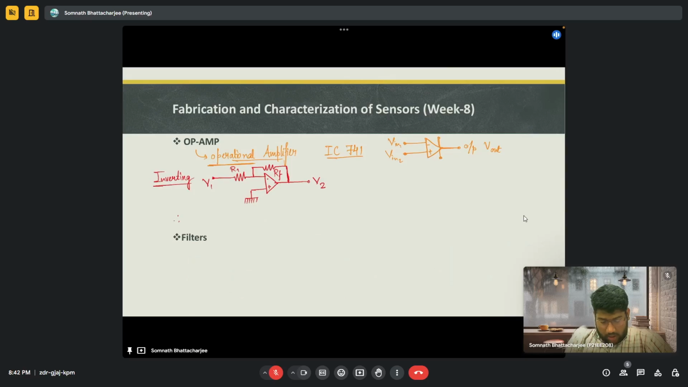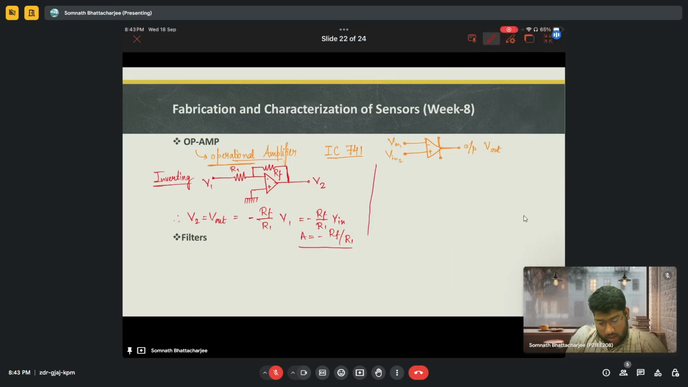I am not going to derive it today because in the last class I've already discussed it. You can check it out on YouTube itself. But the value of V2, or let's say V out, is nothing but minus RF by R1 multiplied by V1, or minus RF by R1 multiplied by V in. So the gain factor is A equals minus RF by R1. So there's a negative gain. That's why it's called an inverting amplifier.